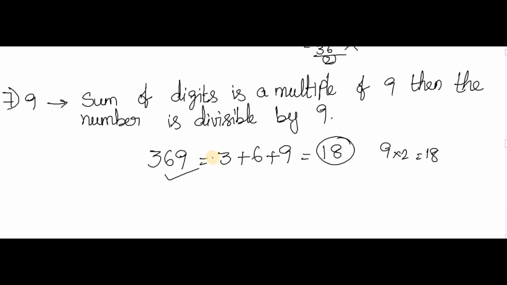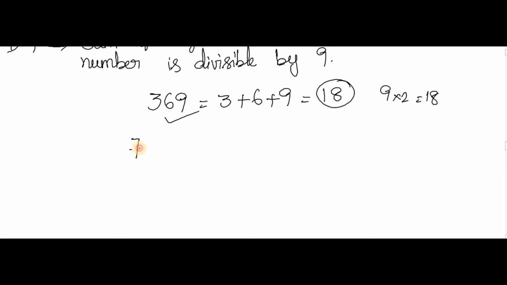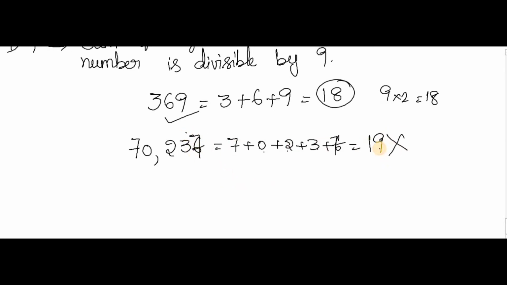We'll go with one more number, 70,236. So 7 plus 0 plus 2 plus 3 plus 6. 7 plus 0 is 7, 7 plus 2 is 9, 9 plus 3 is 12, 12 plus 6 is 18. Okay, instead of this, we'll go for another number, 70,237. The sum is 19, and in the 9 table you will not get 19, so that is the reason it is not divisible by 9. Okay, did you understand now? Now the divisibility rule of 8.